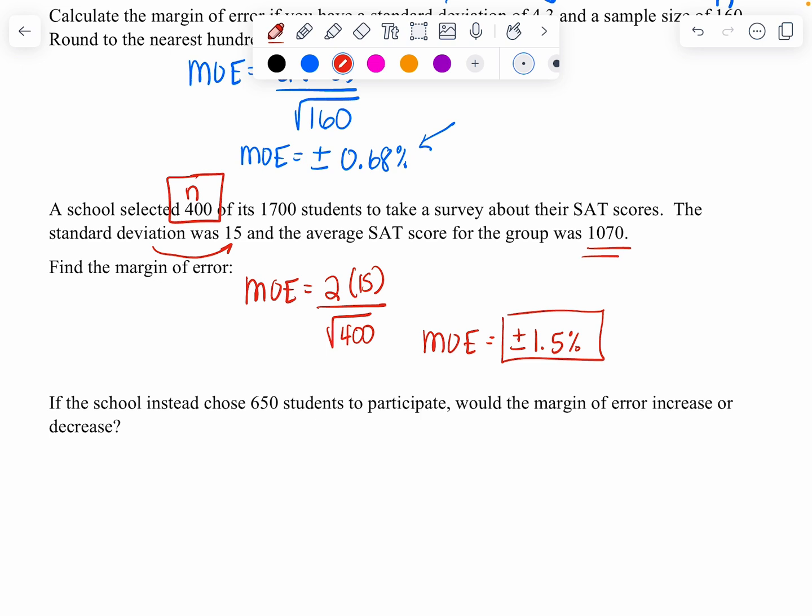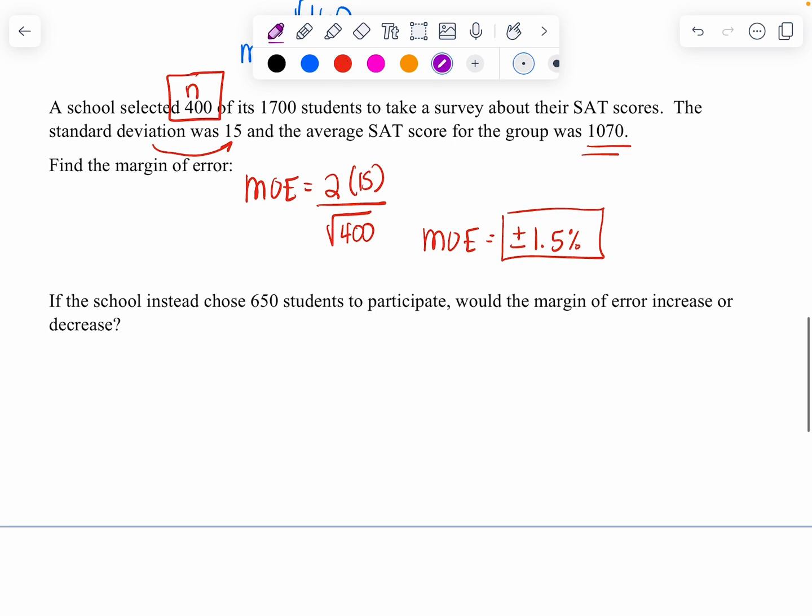And then the very last question. If the school instead chose 650 students to participate, would the margin of error increase or decrease? So we're going to go ahead and calculate it, but hopefully you have an idea or at least a prediction about what's going to happen. So our margin of error equals 2 times 15. Nothing changed with the standard deviation. The only thing that changed was the square root of 650, the sample size.